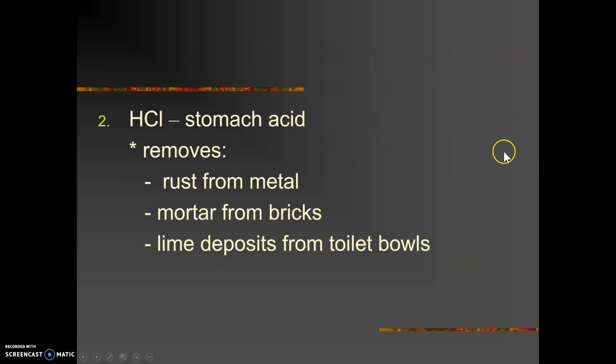Another acid is HCl, which is hydrochloric. This is a stomach acid. And the reason why it doesn't hurt our stomach is because our stomach has a mucous membrane lining, and that mucous membrane lining is thick enough that the acid doesn't hurt that lining. But hydrochloric acid can remove rust from metal. It can remove the mortar from bricks, and it can also remove those lime deposits that build up on like your toilet bowls or your faucets in your house.